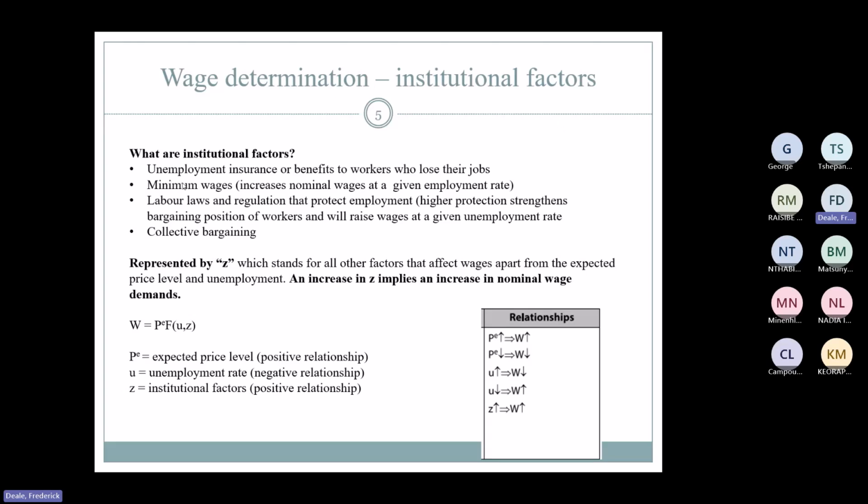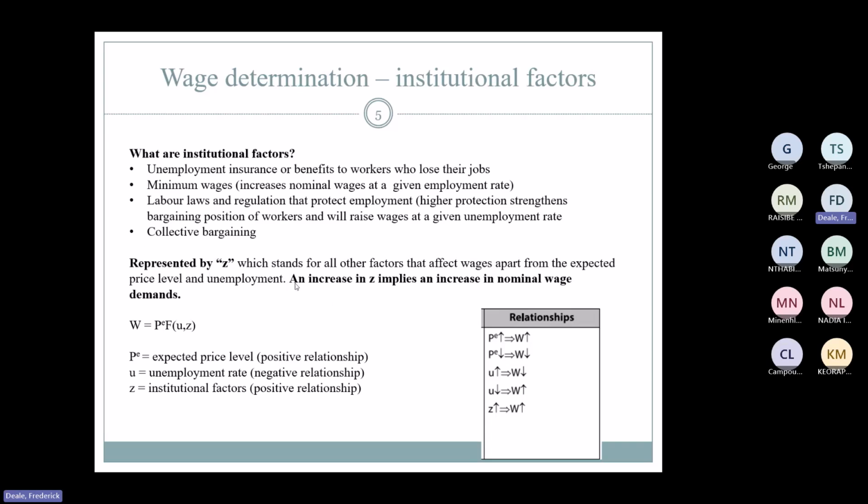So things like that, minimum wages. That automatically increases the nominal wage at a given employment rate. Now, it can have effects on the employment rate, but it does increase wages. Labor laws, collective bargaining, all these things can affect the bargaining power at the end of the day. Now, as we said, they're represented by Z.